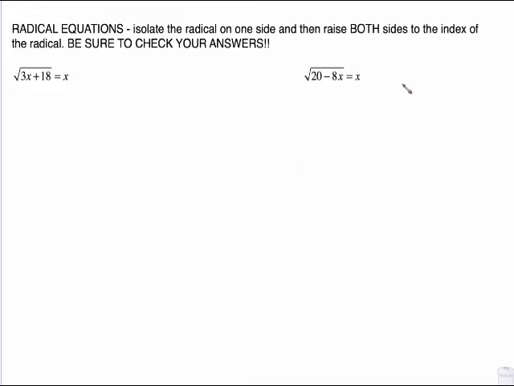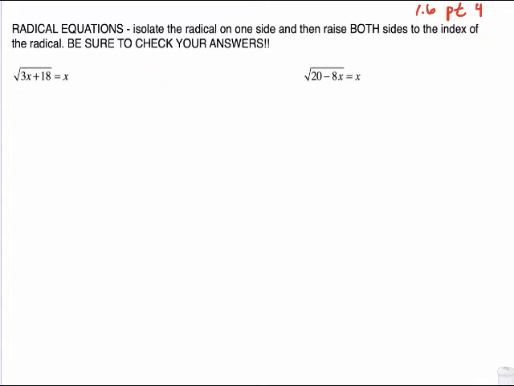This is Mac 1105, Section 1.6, Part 4, and this is all about solving radical equations. It's a pretty straightforward process. You want to isolate the radical on one side, which oftentimes it is already, and then raise both sides to the index of the radical, and then of course be sure to check your answers.